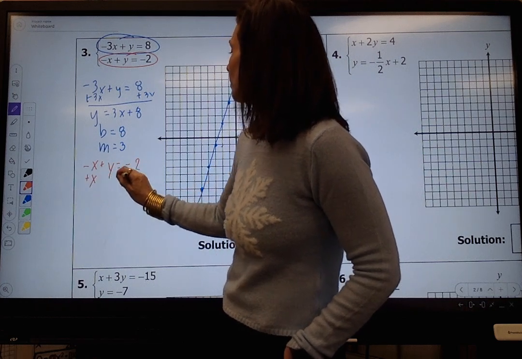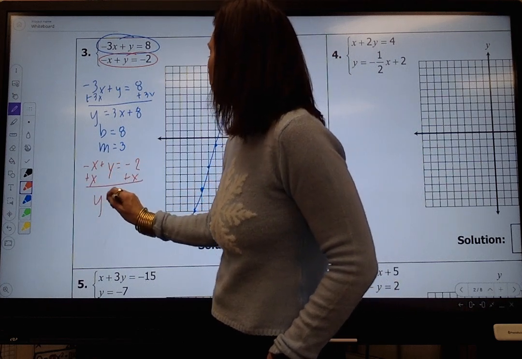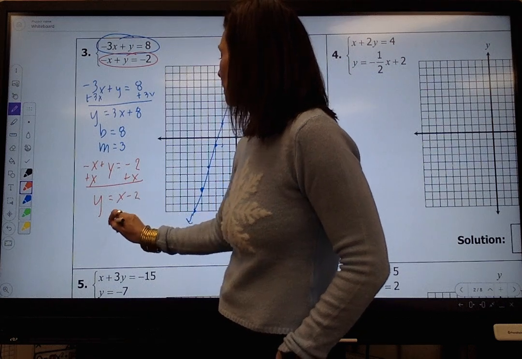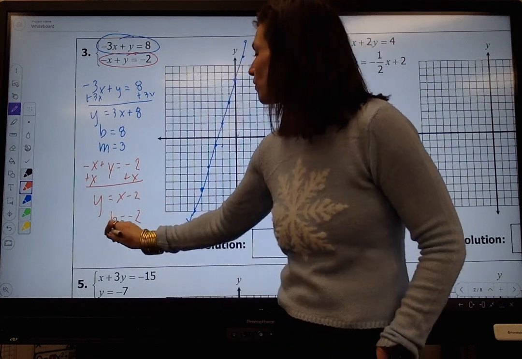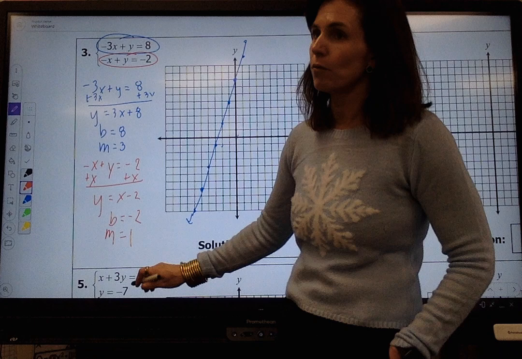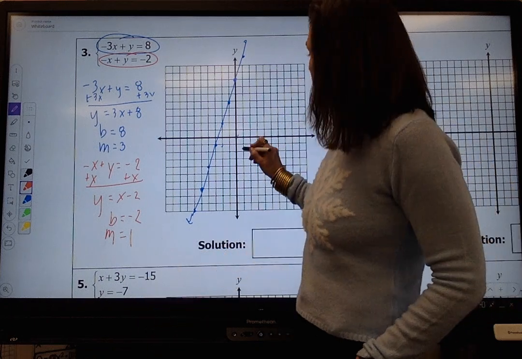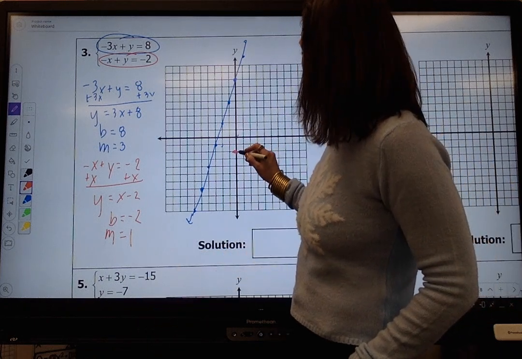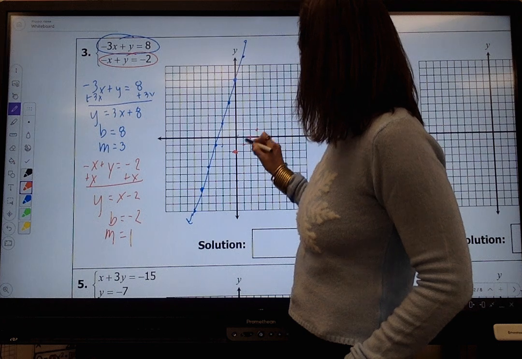So I'm going to add x to both sides. And I get y equals x minus 2. So my beginning point, my constant term, is negative 2. My slope is positive 1, that coefficient in front of x. So my beginning point is negative 2. My slope is up 1 over 1.